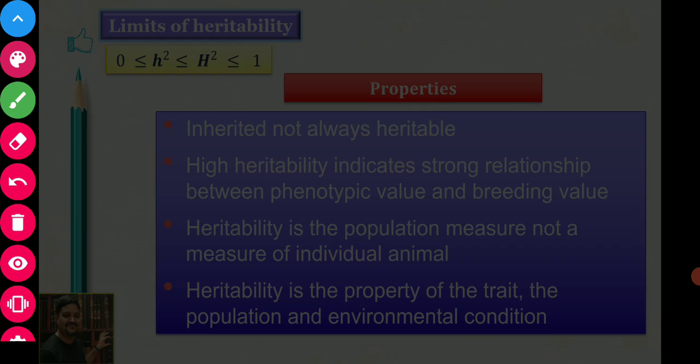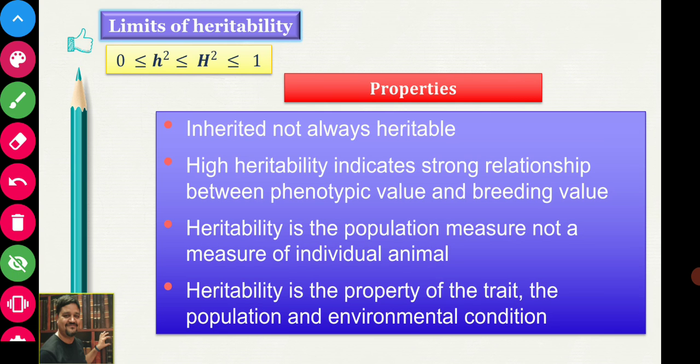Now the next is the limit of heritability. We all know the limits of heritability vary from 0 to 1. Here I have written at one extreme it is 0 and at the other extreme it is 1. But the broad sense heritability will be greater than the narrow sense heritability. So in ascending order, first it will be 0, then heritability in narrow sense, then heritability in broad sense, and then 1.